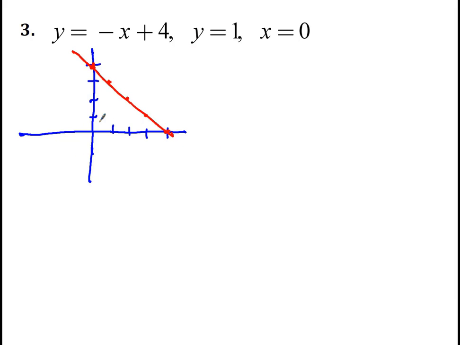And y equals 1 is a horizontal line as such. And x equals 0. So what we have is this region right here, and we're revolving this about the y-axis. So basically we have a shape that's going to look like this. It's going to be an upside down cone.